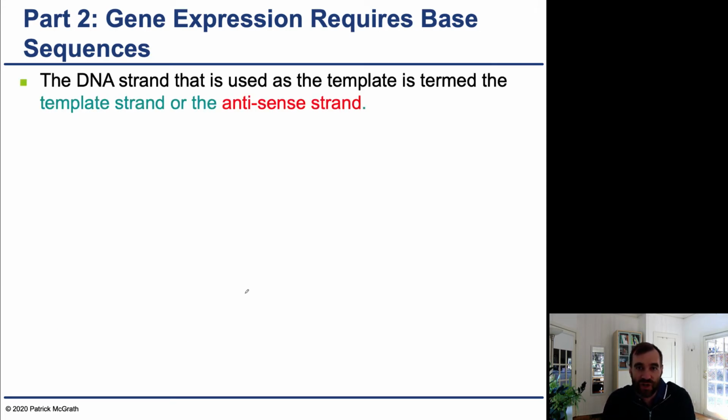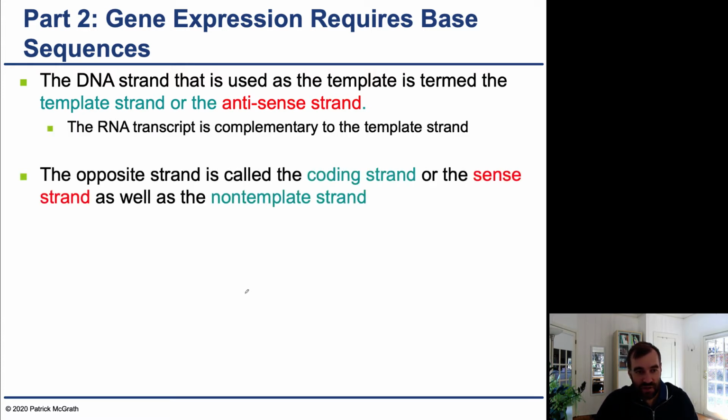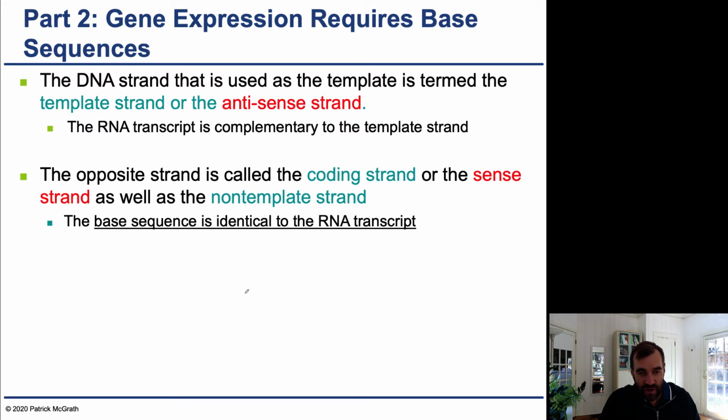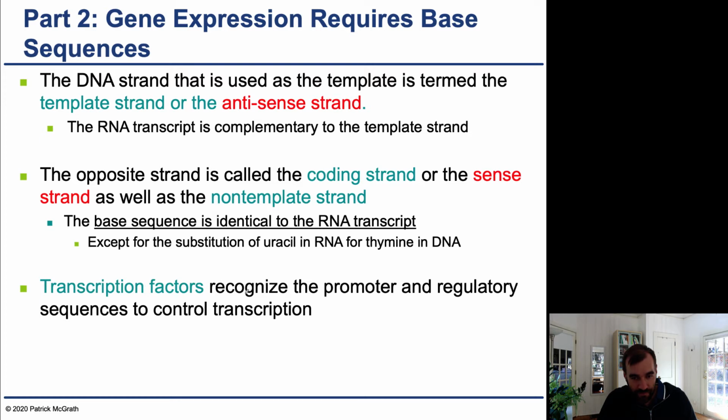So gene expression requires base sequences. The DNA strand that is used as the template is termed the template strand or the antisense strand, and the RNA transcript is complementary to the template strand. The opposite strand is called the coding strand or the sense strand, as well as the non-template strand. The base sequence of this is identical to the RNA transcript, with the exception of the substitution of uracil in RNA for thymine in DNA.